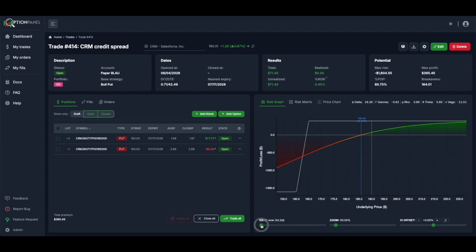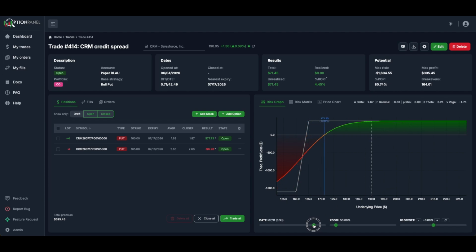I'll start by adjusting the time control, simulating the passage of time toward expiration. Because this trade is a credit spread, it benefits from time decay. As time passes and all other market conditions remain equal, particularly volatility, the profit and loss curve moves upward. In other words, the trade gains value simply with the passage of time.